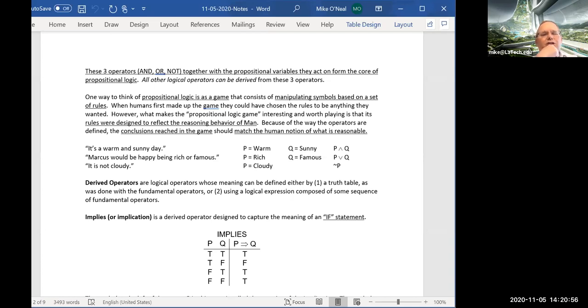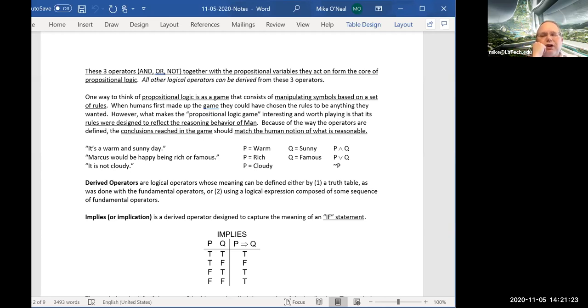We create additional operators, but these additional operators can be derived from and, or, not. So the three main operators, the three basic operators, and, or, not, they just have truth tables that define them, okay?